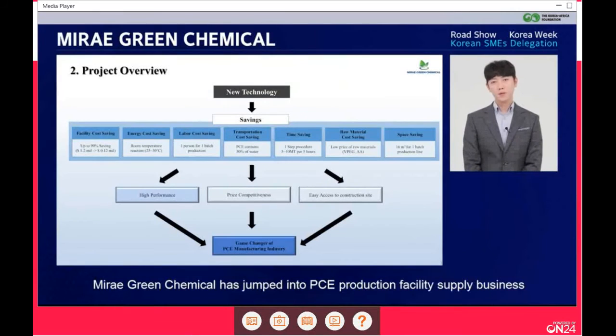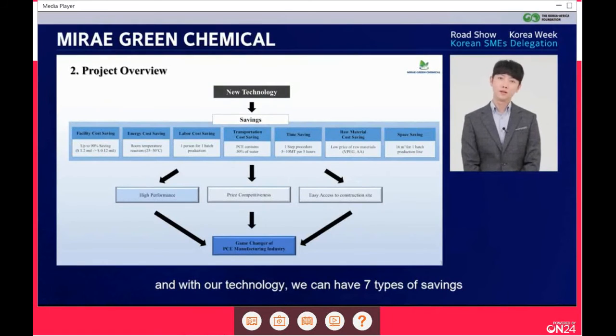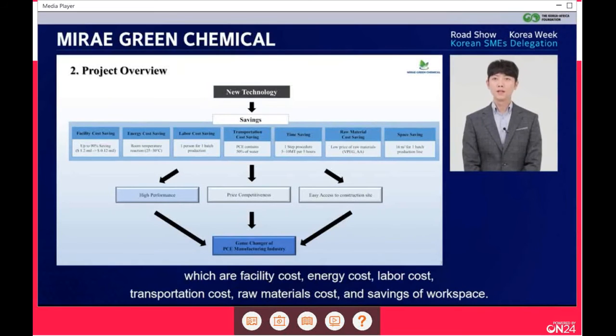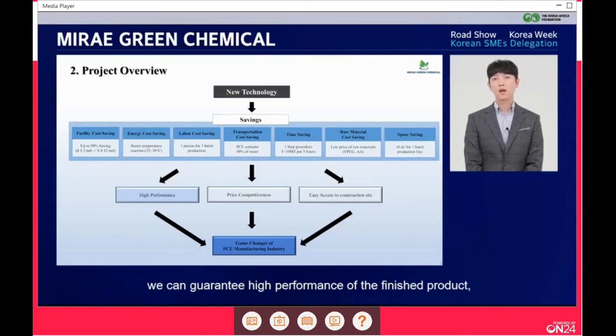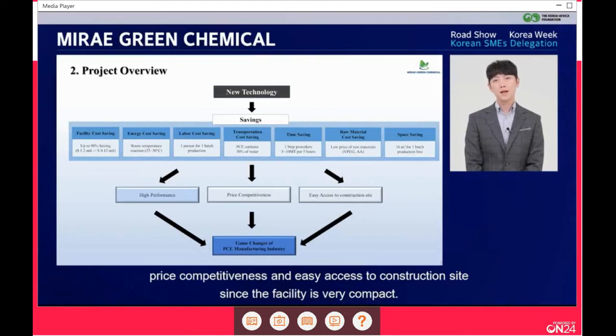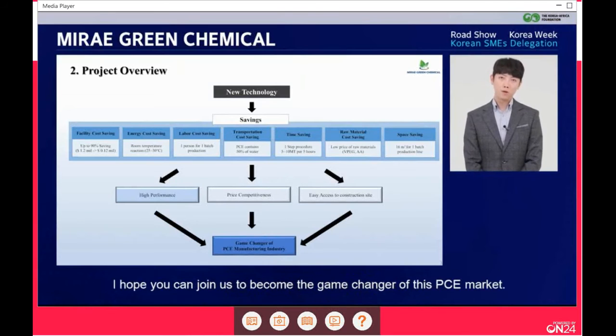Reading the trend of this market, MIRAE Green Chemical has jumped into PCE production facility supply business, and with our technology, we can have 7 types of savings, which are facility cost, energy cost, labor cost, transportation cost, raw materials cost, and savings of workspace. With these 7 types of cost savings, we can guarantee high performance of the finished product, price competitiveness, and easy access to construction site since the facility is very compact. I hope you can join us to become the game changer of this PCE market.